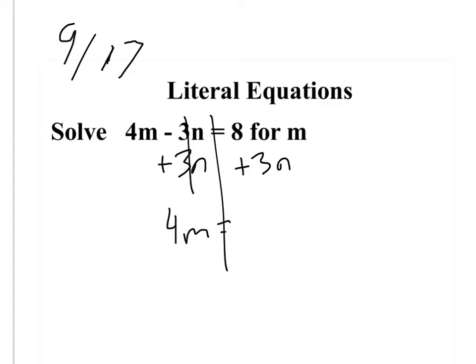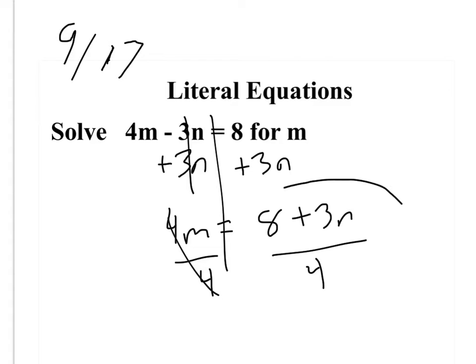We have 4m equals 8 plus 3n. I need to get rid of the 4 because it's timesing by 4 and I gotta get m by itself. So I divide this side by 4, which means I divide everything over there by 4. There is my answer: m equals 8 plus 3n over 4.